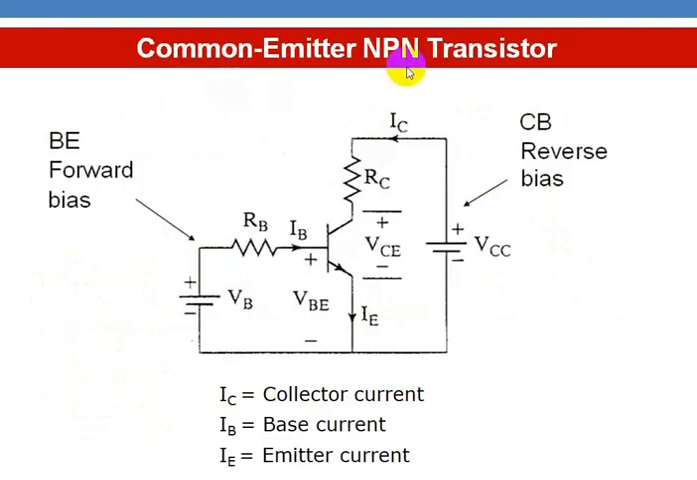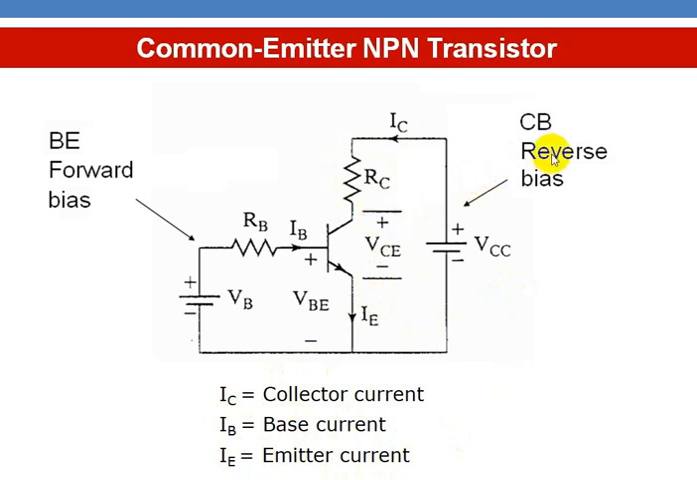So coming to the common emitter NPN transistor, this is the circuit. VBB is the voltage source to establish base current at the input. RB is the current limiting resistance. So this is the input circuit. VBE is the voltage between the base and emitter terminals. And in the collector emitter circuit, VCC is the voltage, IC is the collector current, RC is the collector series resistance, and VCE is the voltage across the collector to emitter terminals, and IE is the emitter current. So IC is collector current, IB is base current, IE is emitter current.